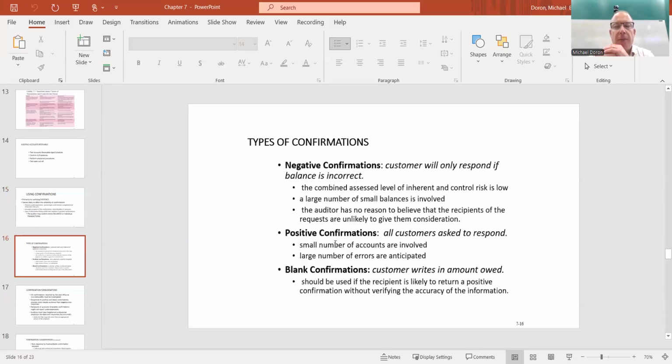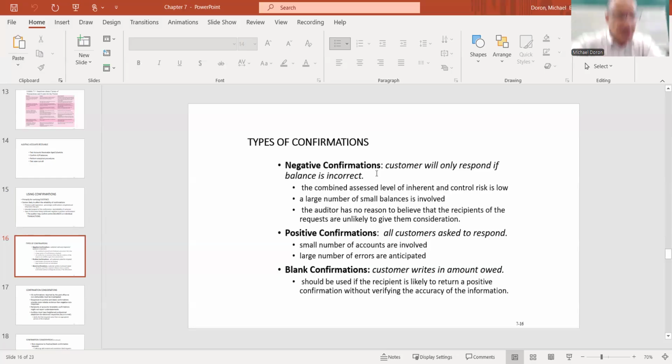Okay, so types of confirmations. There are three different basic types: negative confirmations, positive confirmations, and blank confirmations. In a negative confirmation, the customer will only respond if the balance is incorrect. Okay, so you write the letter saying, according to the client's records, you have an outstanding receivable of $2,000. If this is correct, you don't need to respond. If this is incorrect, please write back to us.